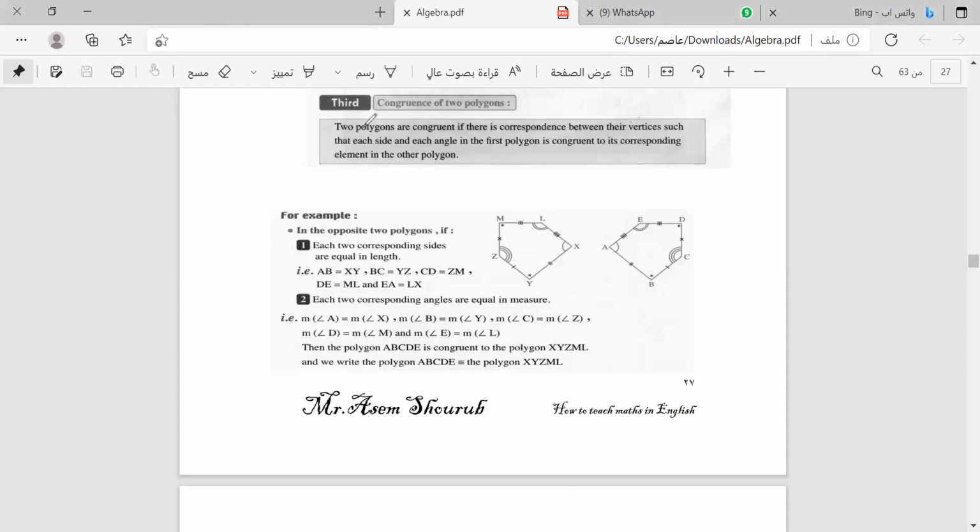So in the opposite two polygons, if each corresponding sides are equal in length, meaning AB equals XY, BC equals YZ, CD equals ZM, DE equals ML, and EA equals LX, and each two corresponding angles are equal in measure, meaning the measure of angle A equals the measure of angle X, angle B equals angle Y, angle C equals angle Z, angle D equals angle M, and angle E equals angle L, then the two polygons are congruent.